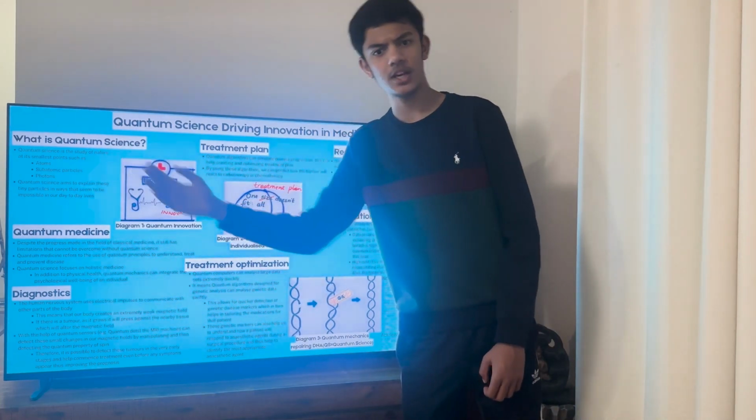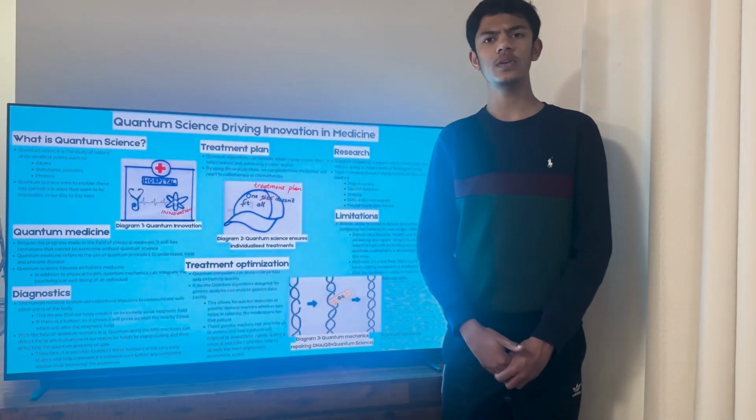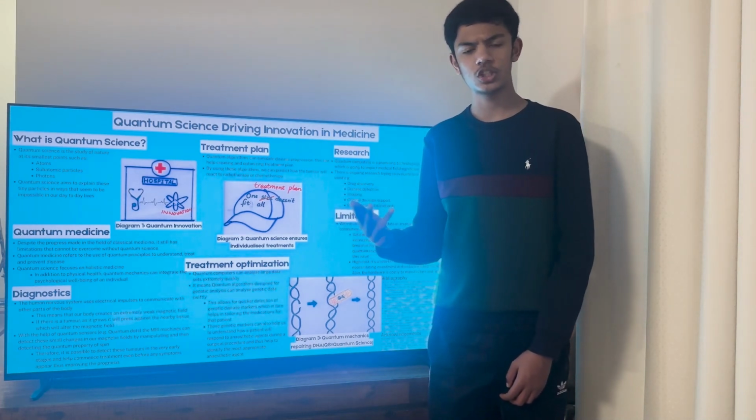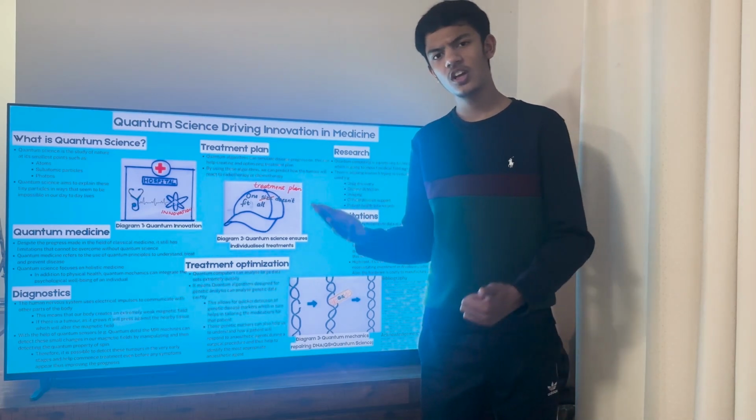First, what is quantum science? Quantum science is the study of the universe at its smallest points. I'm talking atoms, subatomic particles such as neutrons, electrons, and photons, and you get the gist.